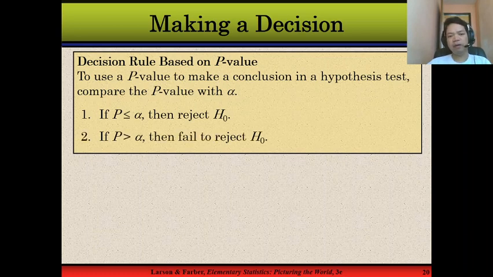Siyempre, kung ang p-value naman natin ay greater than alpha, then fail to reject the null hypothesis. Ibig sabihin, we need to accept kung ano man yung nakastate dun sa null hypothesis mo. That is the meaning of fail to reject. Sabihin, accept.